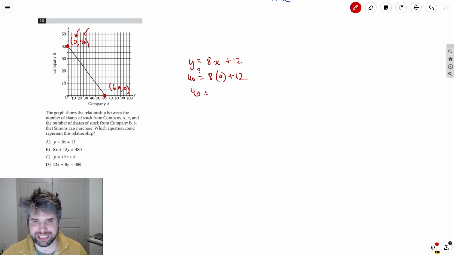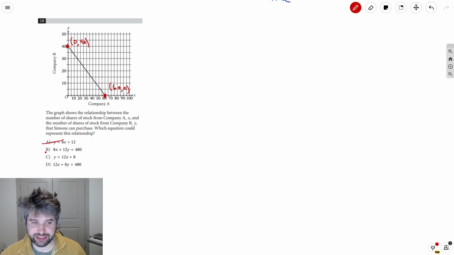Well, does 40 equal 8 times 0 plus 12? 8 times 0 is 0. Add 12, that's 12. So these are not equal. This point is not on the line represented by equation A. So A is out. All right, let's try this next one.